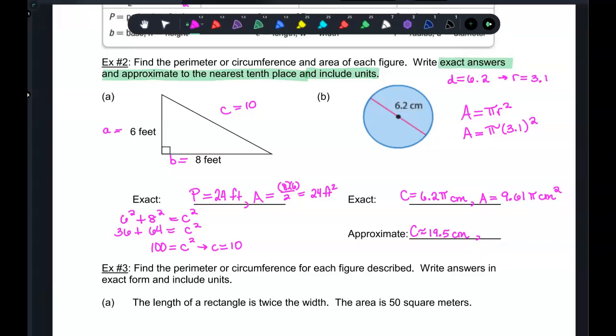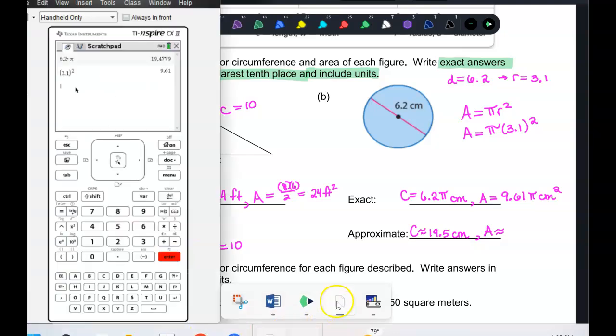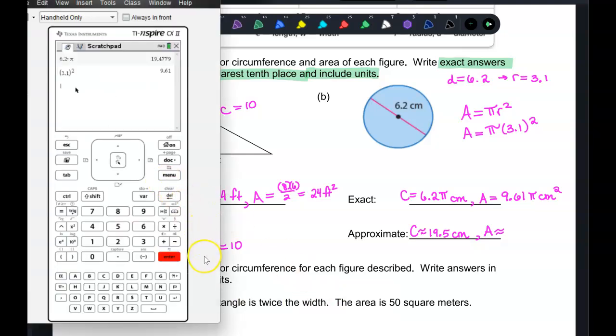And then for the approximate, I can take that previous answer. If you have that previous answer and you press times, it's going to take that 9.61, which you could also type in again, but if you just press times after it, it'll take the previous answer times pi. How's that look? 30.19, so that becomes 30.2.